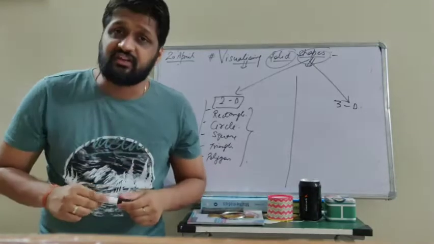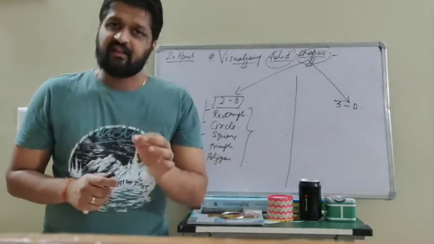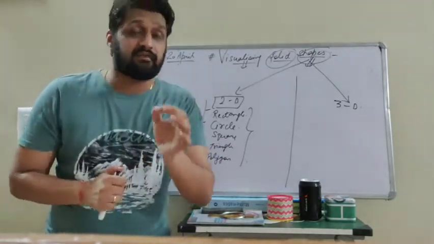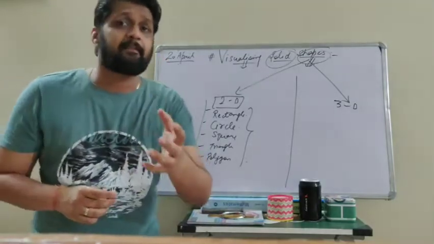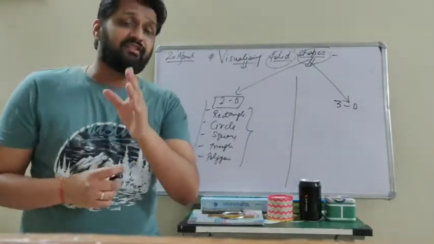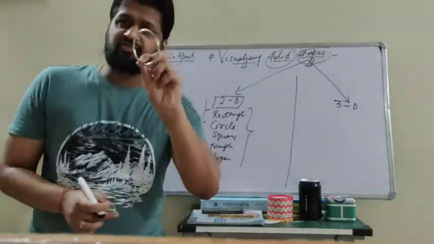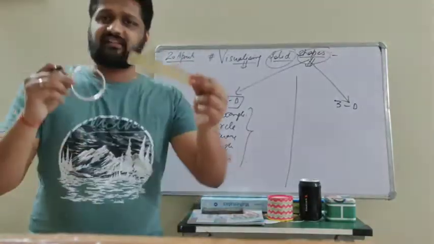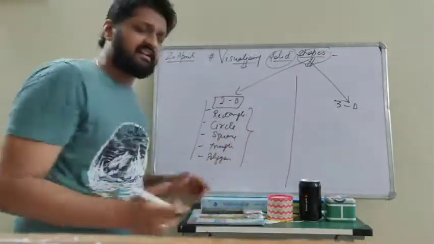The 2D figures, we can see them easily, completely. We can watch them or we can see them completely in a two-dimensional figure. For example, there is no problem in watching this circular shape or that rectangular shape, or even the triangular shape.